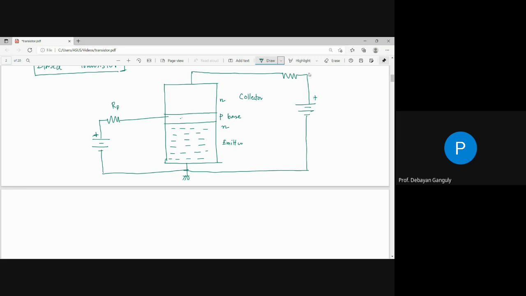This I am naming the base. Since this is named the base, I am writing RB, and this is the voltage, say VB. This is positive, negative, and this is the N side, this is the P side, this is the N side. This is a resistance, RC, and there is a voltage, that is VCC. So there are two voltages.